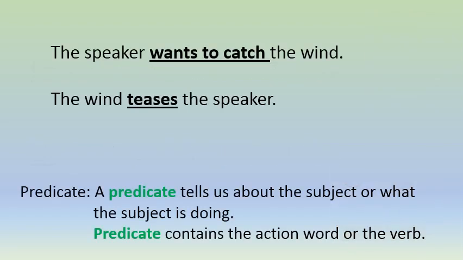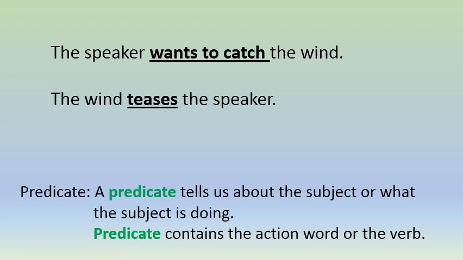The speaker wants to catch the wind. The wind teases the speaker. Children, observe the highlighted words. In the first sentence, the words wants to catch is a predicate. Similarly, in the second sentence, the wind teases the speaker. Teases is a verb which is a predicate.